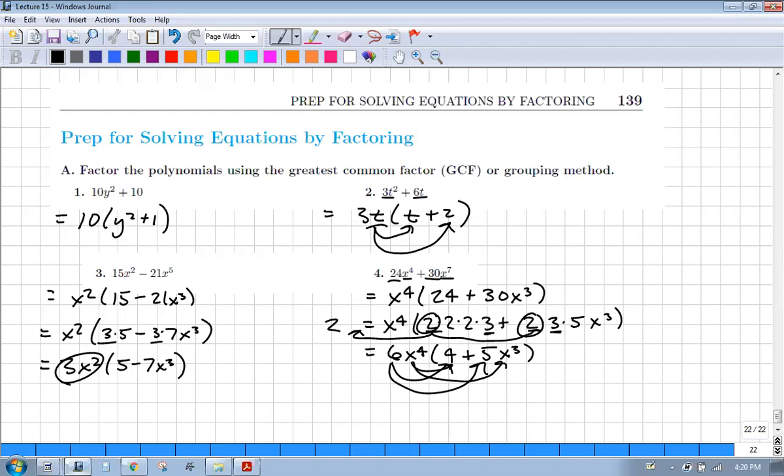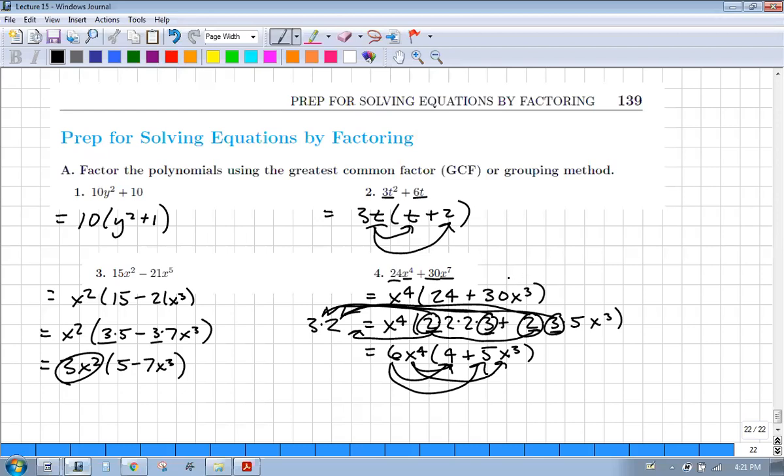Both of these have a 2, right? So I pulled those out to make a 2 out there. But they also both have a 3. So I pulled the 3 out. So the 3 times a 2 is a 6. Oh, okay, all right, makes sense.